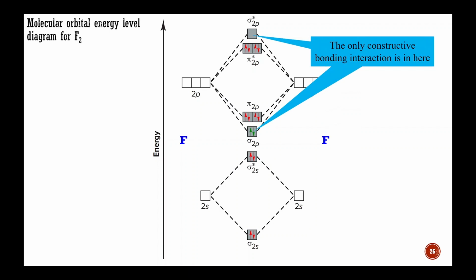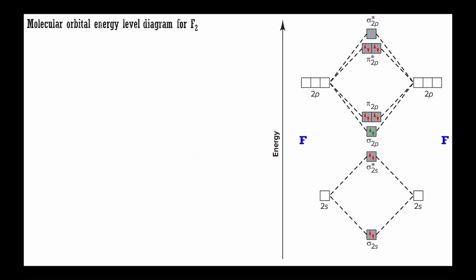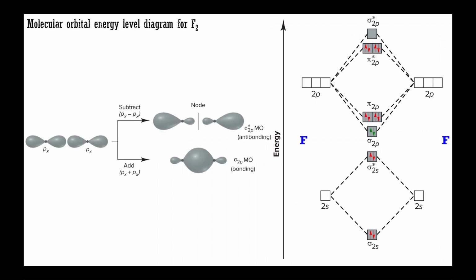Here, the only bonding molecular orbital that remains is the sigma 2p orbital, as the bond order in the molecule of fluorine is 1. To summarize, the relative energy levels of molecular orbitals in fluorine can be represented by the diagram presented here. The p orbitals that lie along the internuclear axis overlap most effectively, giving the lowest energy bonding molecular orbital and the highest energy antibonding molecular orbital.